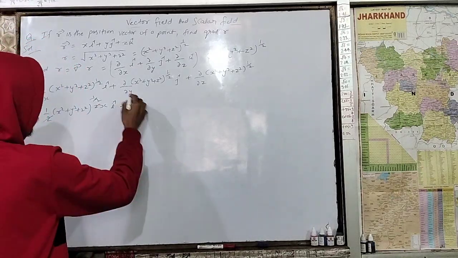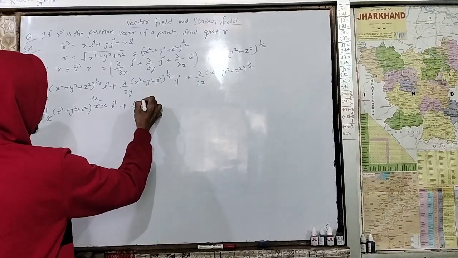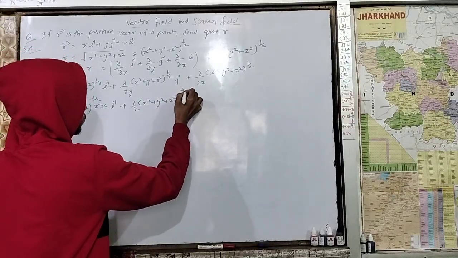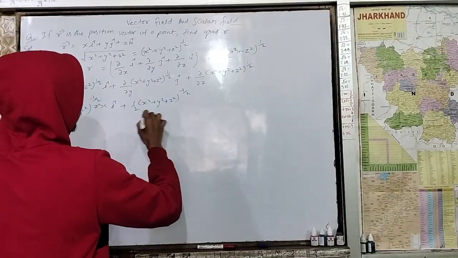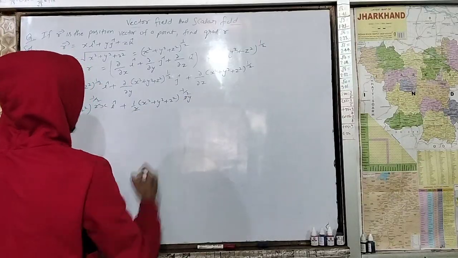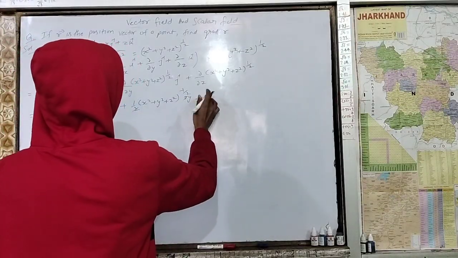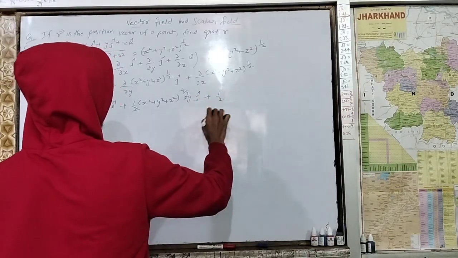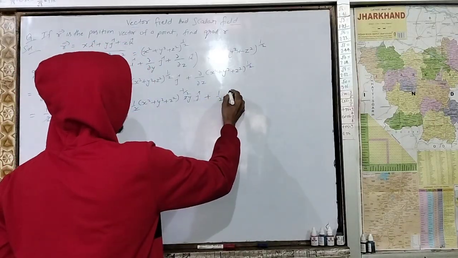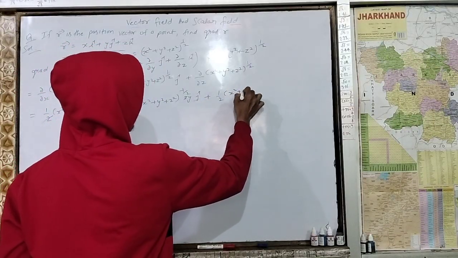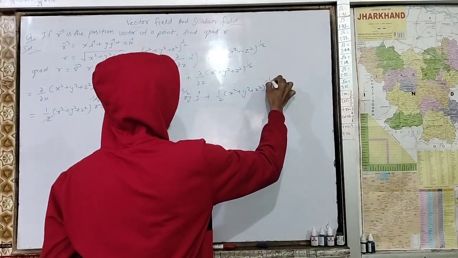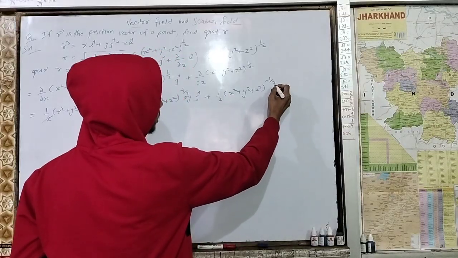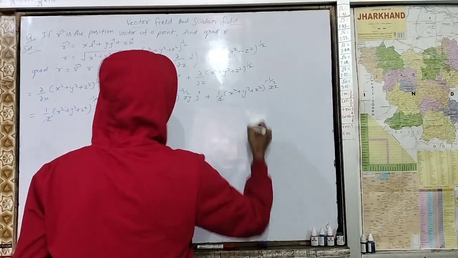Now look over here. 1 upon 2 into x square plus y square plus z square raised to power minus 1 upon 2, and the partial derivative of y square will be 2y, and this 2 will cut with that 2. Got it? This is along j cap. Then 1 upon 2, x square plus y square plus z square raised to power minus 1 upon 2, and the partial derivative of z square with respect to z will be 2z, and this 2 will cut with that 2, along k cap.